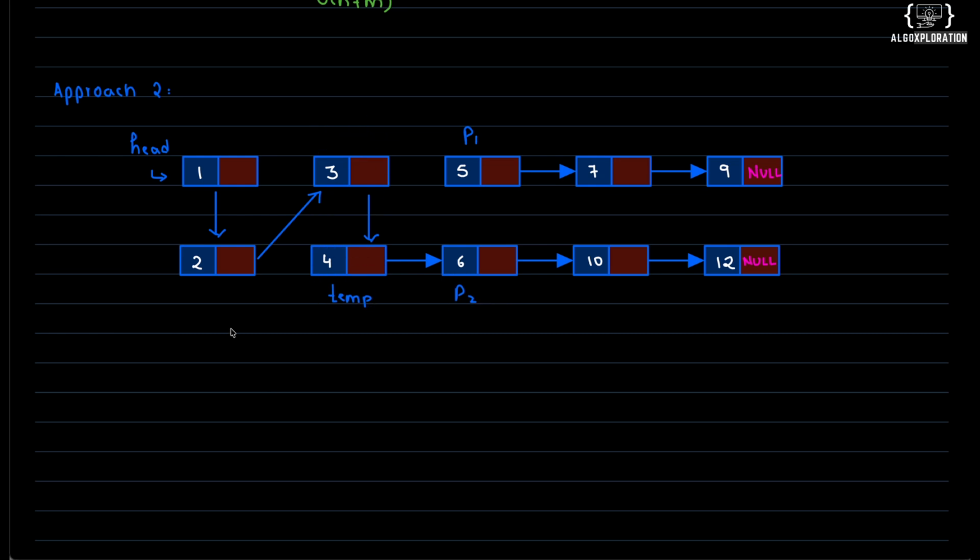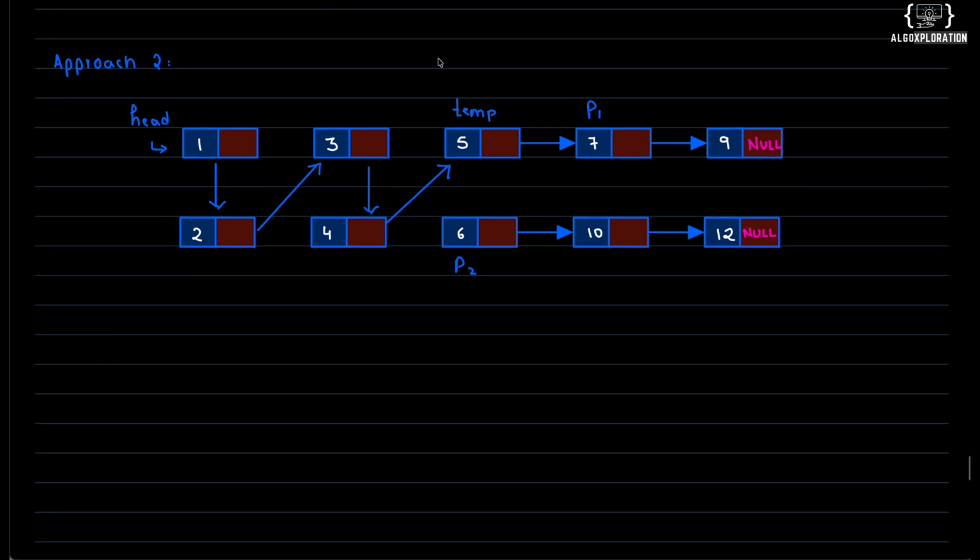Again I'll compare 5 and 6. Here I see that 5 is minimum. So I'll point it here at p1. After pointing, I'll move my p1 to the next and temp to next. Got it? Okay, so basically what we are doing is, first we compare p1 and p2.